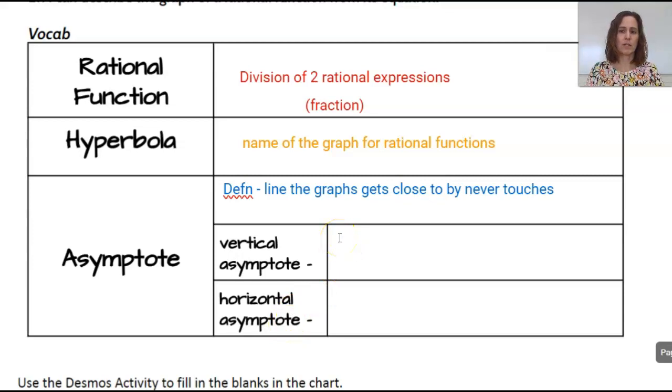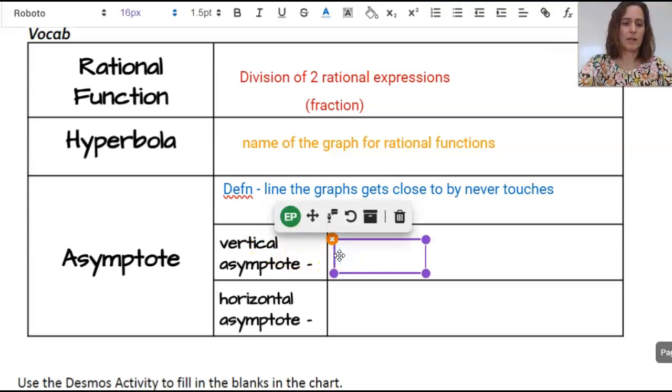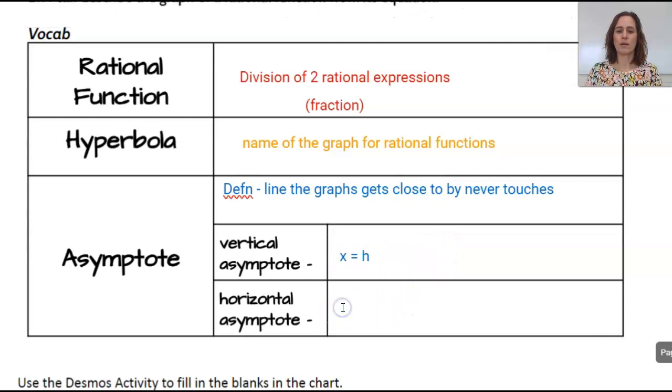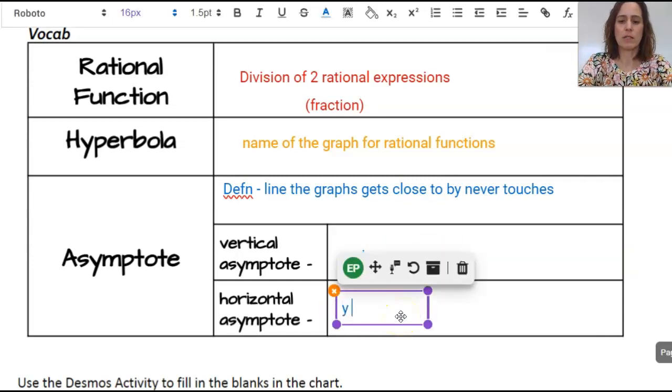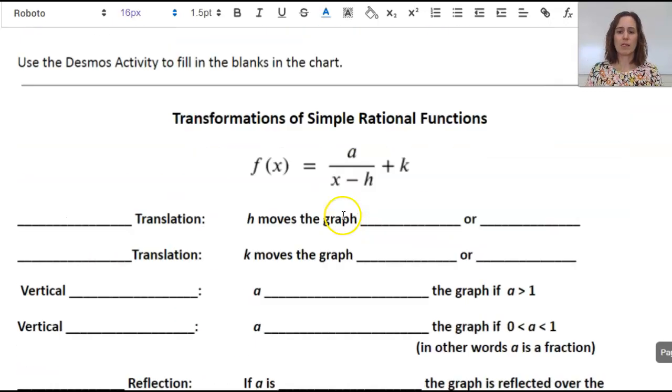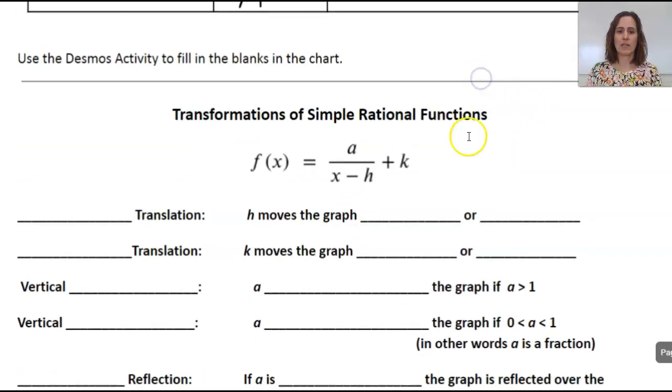And we're going to talk about this soon when we do transformations. The vertical asymptote is denoted by x equals your h value, where your h value determines how much your graph goes to the left and right. And the horizontal asymptote is y equals k, where k determines how much your graph goes up and down.